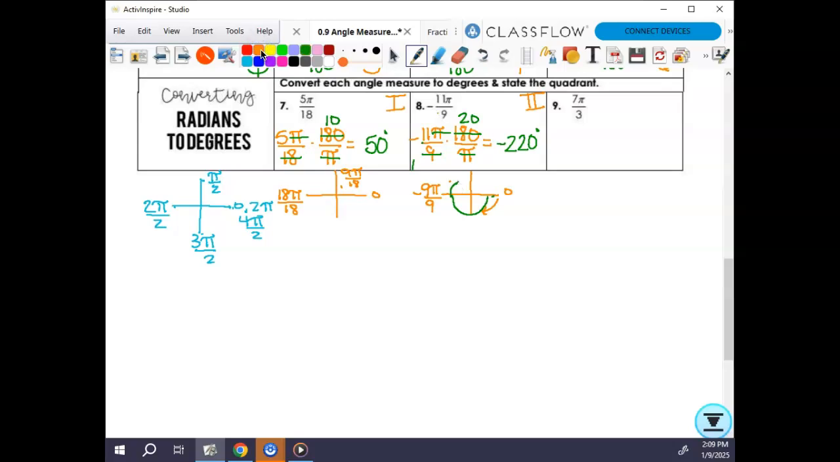All right, 7 pi thirds. Okay, so now we're thinking in thirds. Here at 0. So what would I label this as? What do you think?